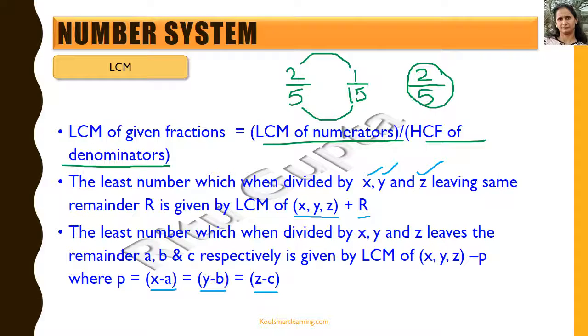So x minus a should be equal to y minus b, which should be equal to z minus c, and that we define as p. If we find the LCM of the given numbers and subtract p from it, that is the least number which will leave the remainders a, b, c when divided by x, y and z respectively.